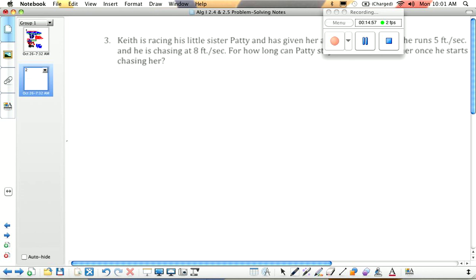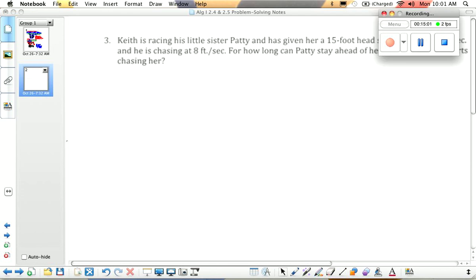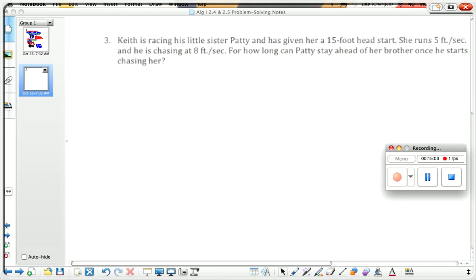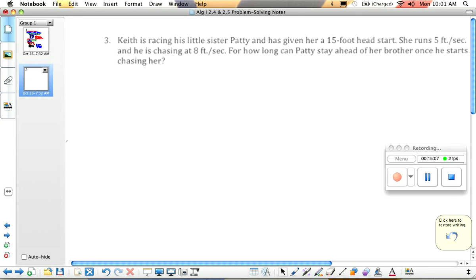It's kind of a tricky one. Please bear with me. We have a race going on, and so we have to use a formula that they don't give us here. Keith is racing his little sister Patty, and he's given her a 15-foot head start. She runs 5 feet per second, and he's chasing her at 8 feet per second. For how long can Patty stay ahead of her brother?